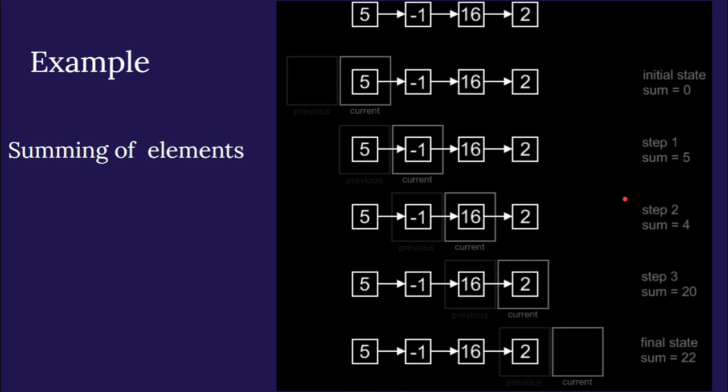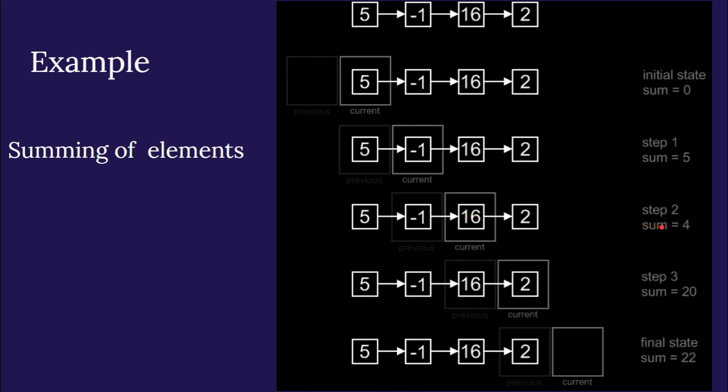Then what is step 2? Sum is equal to sum plus the current one. So what is sum plus current? 5 plus -1, which is 4. Sum is equal to 4. Again the pointer is moved, PTR is equal to PTR arrow next. Now the pointer points to the element 16.